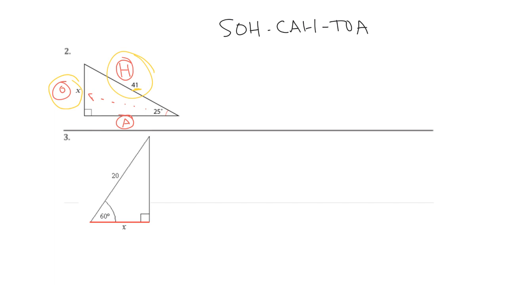SOH CAH TOA might help us realize what we're going to need is, again, the side with opposite and hypotenuse. So those are the ones I circled, so we're going to use the sine ratio. So the sine of, again, theta, we sometimes use that Greek letter for an angle. The sine of theta is opposite over hypotenuse. So sine of a 25-degree angle is equal to the opposite, which is x, over the hypotenuse, which is 41.